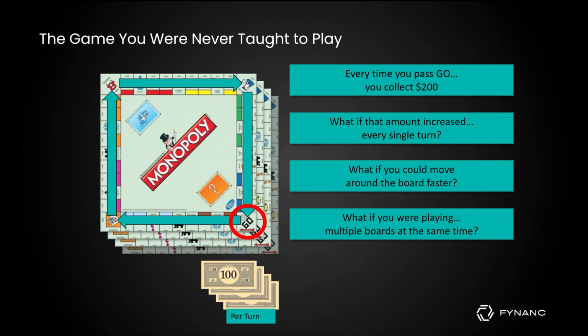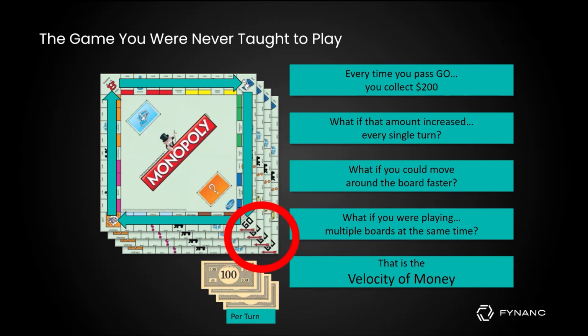And what if you were playing multiple boards at the same exact time? So every time you pass go, you're collecting from every one of the boards. And again, each one of them is growing. It's $200 plus every single time. That is velocity of money. And so this is what we're talking about, folks. Now let's take this a step further so we can understand the power of this.